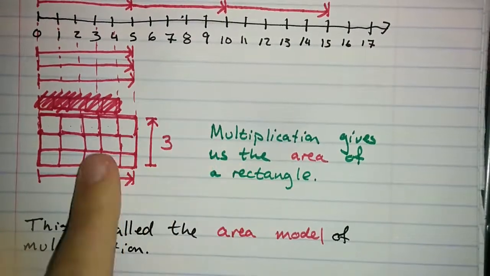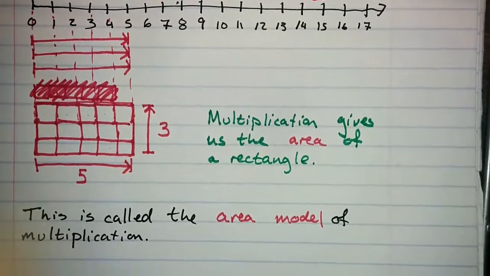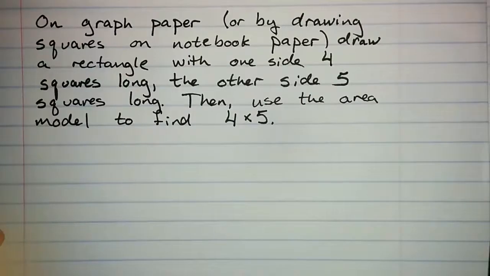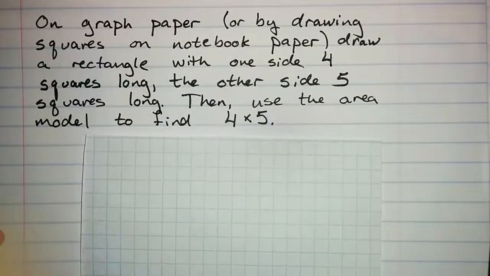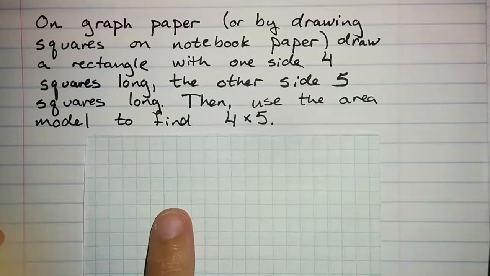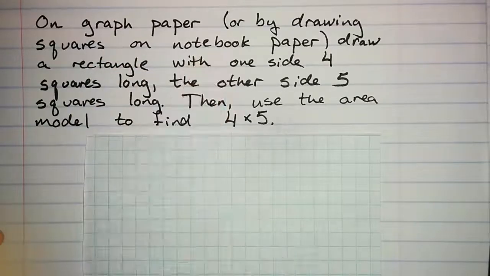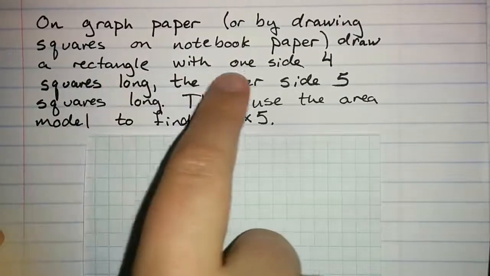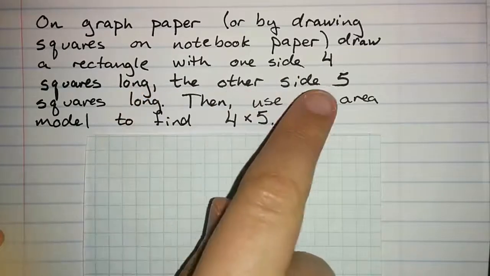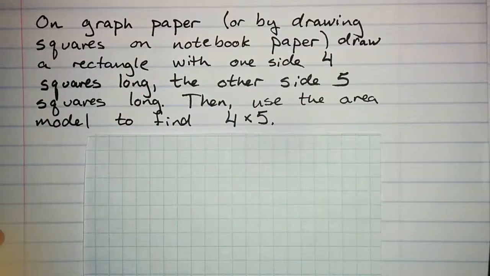So based on this model, I'm going to ask you to do an exercise. On graph paper, that is, the paper divided up into little squares like this, or by drawing squares on your notebook paper, draw a rectangle with one side 4 squares long and the other side 5 squares long. Then use the area model to find 4 times 5. Now, even if you already know what 4 times 5 is off the top of your head, please use this method for this exercise. Pause the video and try this now.